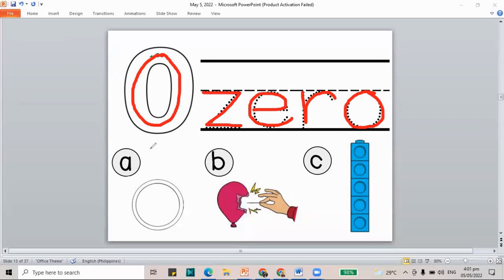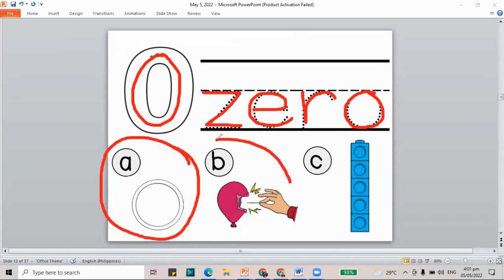So we have to circle an empty plate. There's nothing on the plate. Someone was hungry. They ate the food on the plate. So that's empty already. That's 0. How about the balloon? It popped. That's 0. No more balloons if it popped.